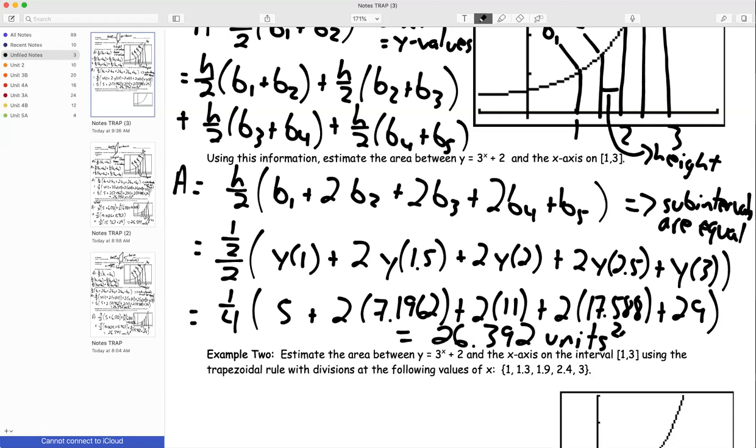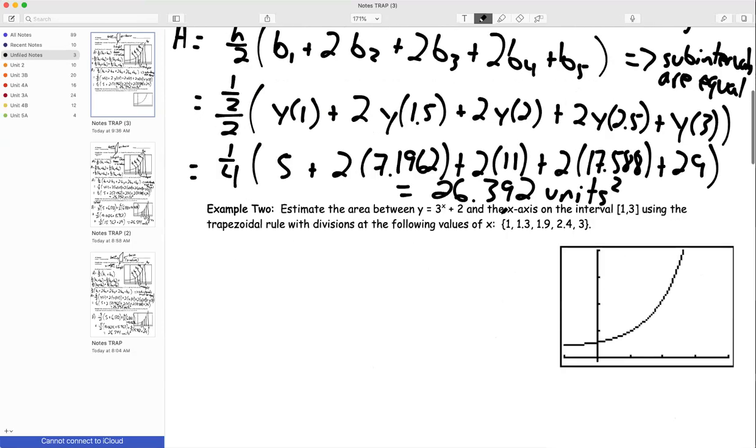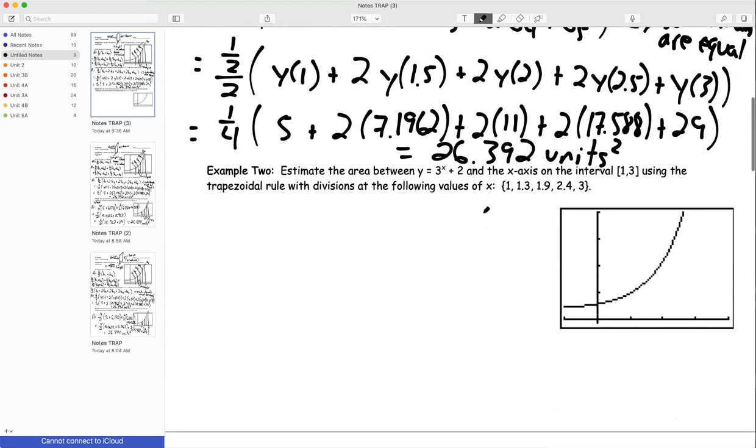All right, well, let's do a little unequal divisions. It says estimate the area between the same curve and the x-axis on the interval from 1 to 3 using the trapezoidal rule with divisions at the following values of x. Okay, so we're going to start at 1 again. We're going to end at 3, but this time we're going to go 1.3, 1.9, and then 2.4. So a rough estimate looks like that. I've got 1.3, 1.9, and then 2.4 there.